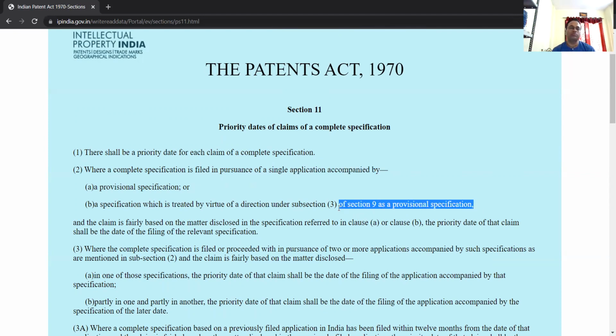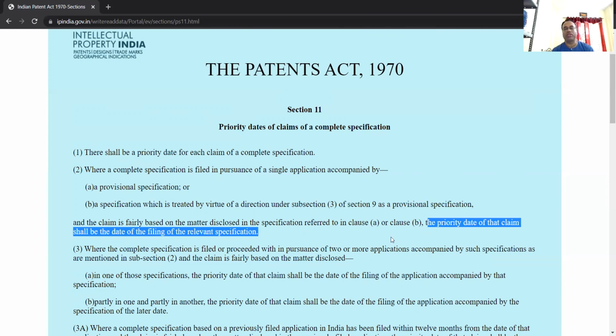So it is talking about where a complete specification is filed in pursuance of a single application. So there is a provisional and then you file a complete, but section 9 subsection 3 says that you can convert a complete specification into provisional. So that also becomes provisional, and then you again file a complete specification. And the claim is fairly based on a matter disclosed in the specification therein in clause A or clause B. The priority date of that claim shall be the date of filing of the relevant specification.